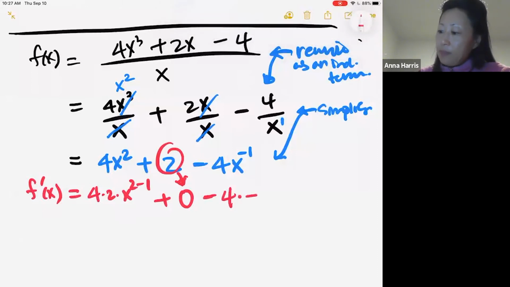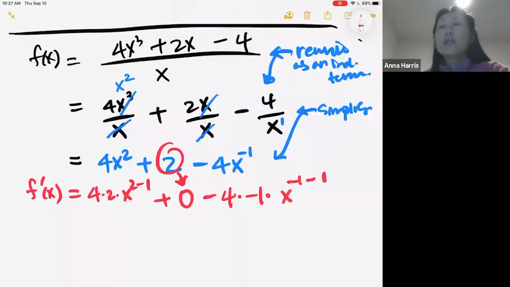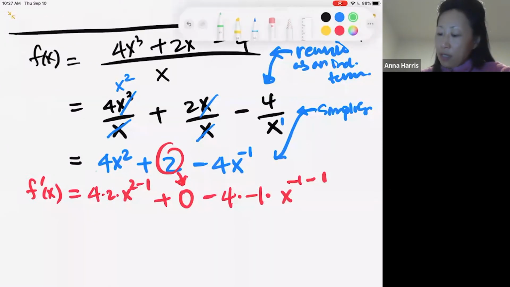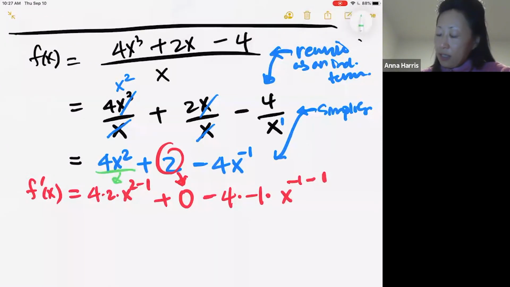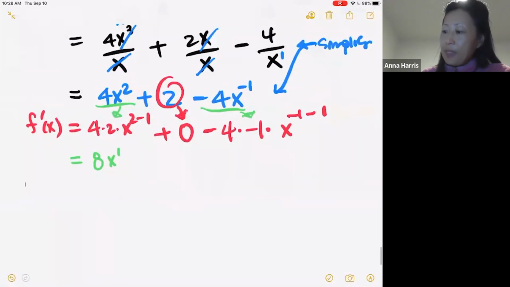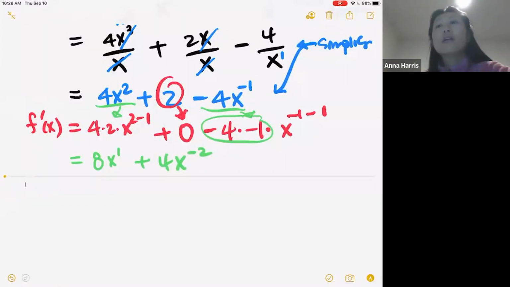4 times negative 1 times x to the negative 1 minus 1. Okay, I'm taking a derivative of individual terms. That is this, and this is that. All right, so we're done, we just need to simplify it. 8x to the 1, plus 0 is 0, I'm not going to worry about it. And negative 4 times negative 1 gives me positive 4 x to the negative 2 power.